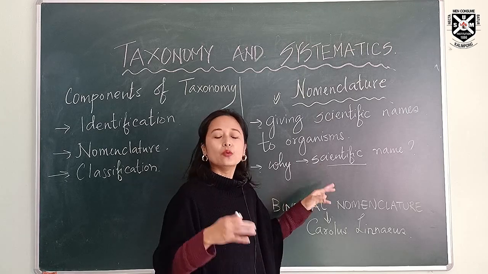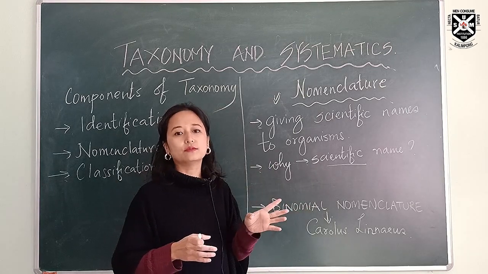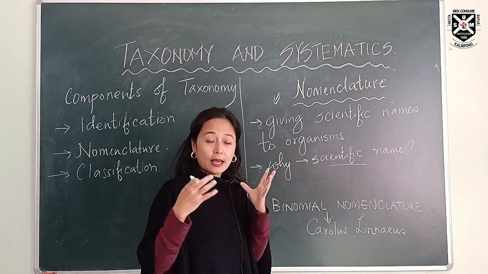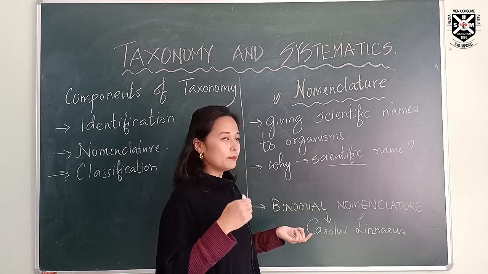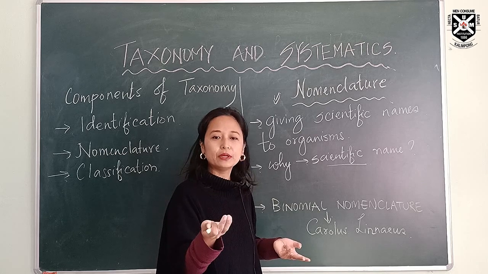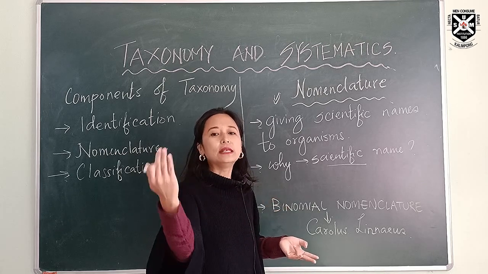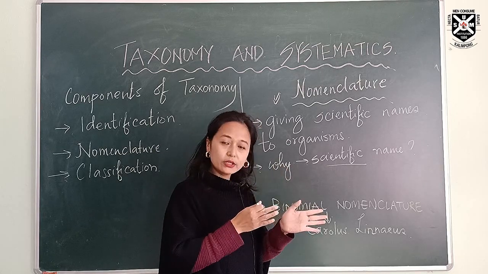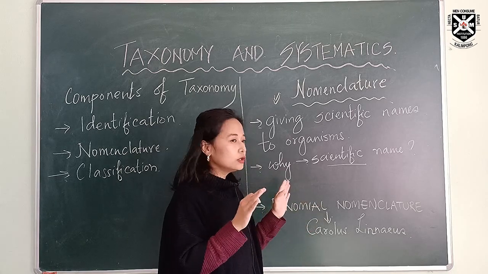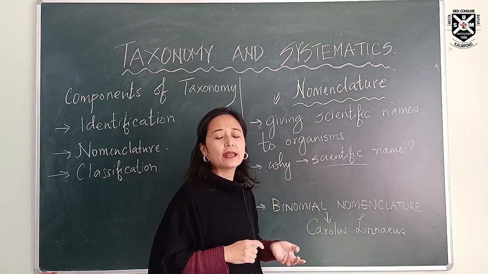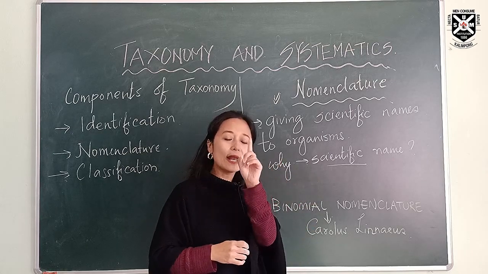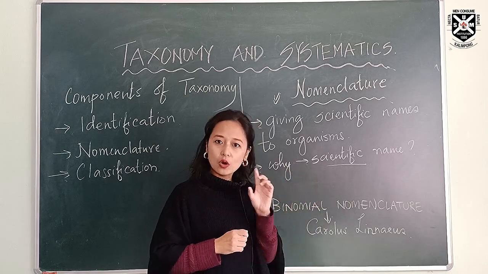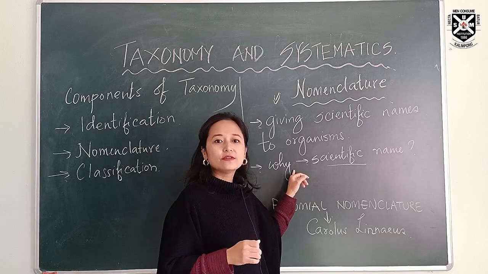Because for one particular organism, we have different names according to the different places. For example, for mango, in Nepali we call it aam, in Hindi aam. So we have different names for one particular organism. In order to avoid all the confusion of having different names for one organism, taxonomists keep only one single scientific name. That's why we keep a scientific name.